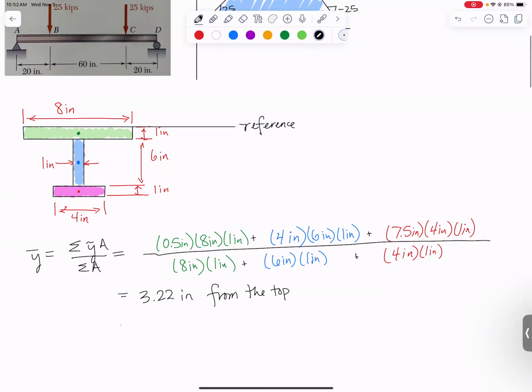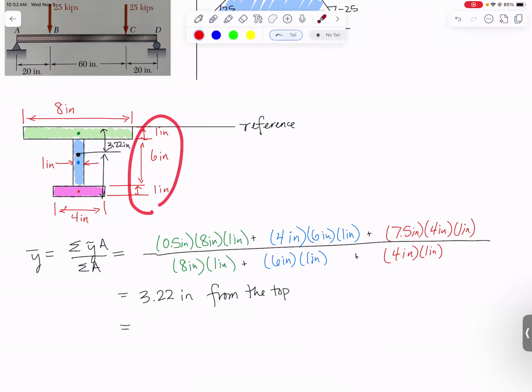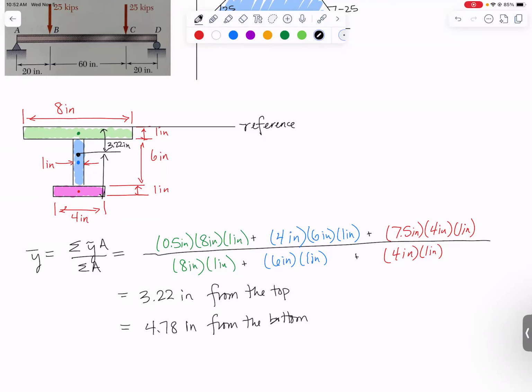And in fact, I want to get that number as well. So the overall centroid came out to be right about here, 3.22 inches. The distance from the centroid to the bottom would be the whole height, 8 inches minus 3.22. That comes out to be 4.78 inches from the bottom. And the reason I'm calculating that is I'm going to need it later.